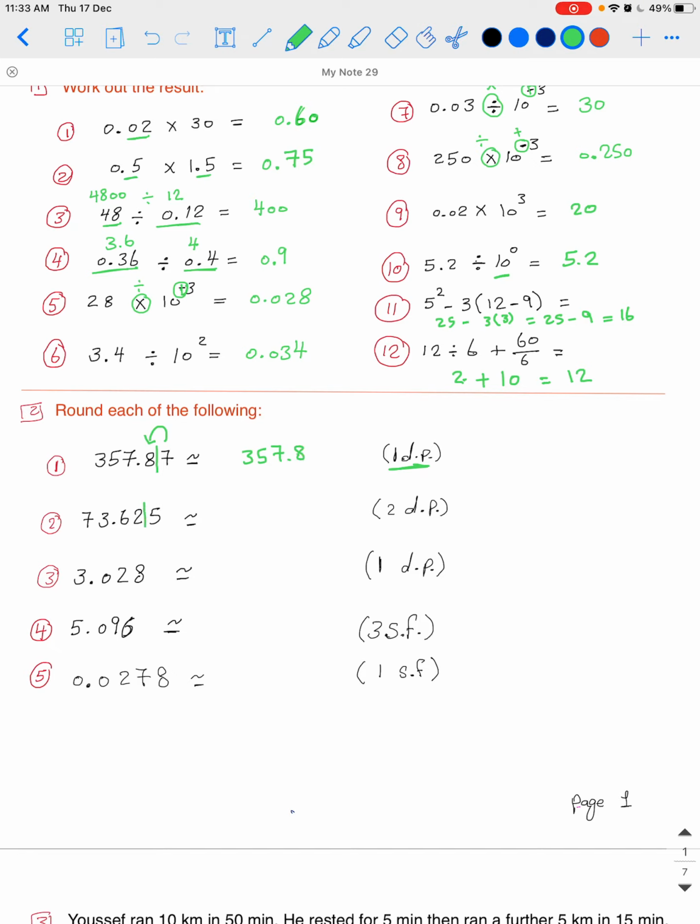2 decimal places, it will be just 2. 5 will give anything to 2? Yes, so it will be 73.63. Next one, focus here please.